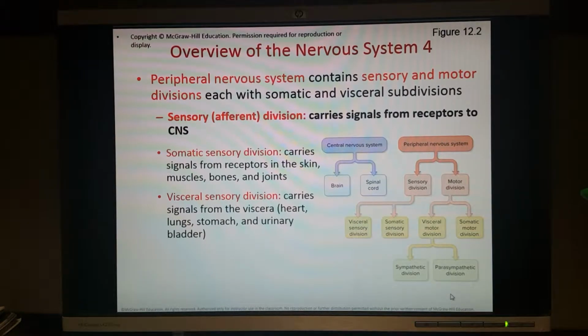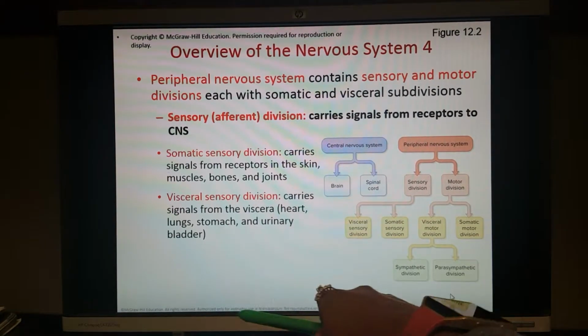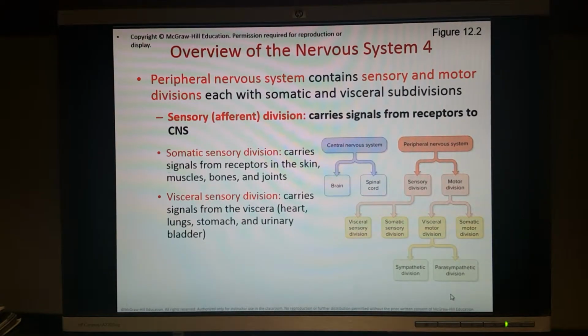The visceral sensory division takes sensory information from your internal organs or your viscera, so like heart, lung, stomach, and also take that information to the brain.